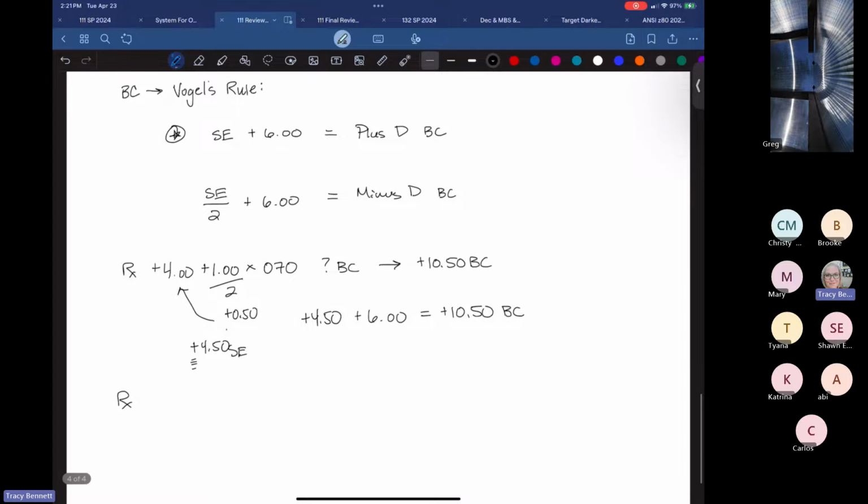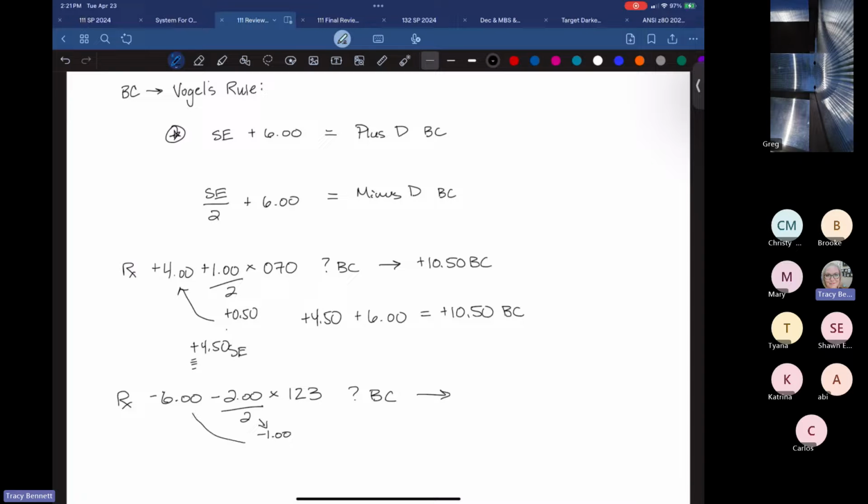Similarly, if we had -6, -2, axis whatever, what's the base curve that we would use? Again, first things first, we have to figure out our spherical equivalent. So divide the cylinder by 2, and that leaves us with minus 1, which we add into that minus 6, and we come out with a spherical equivalent of minus 7.